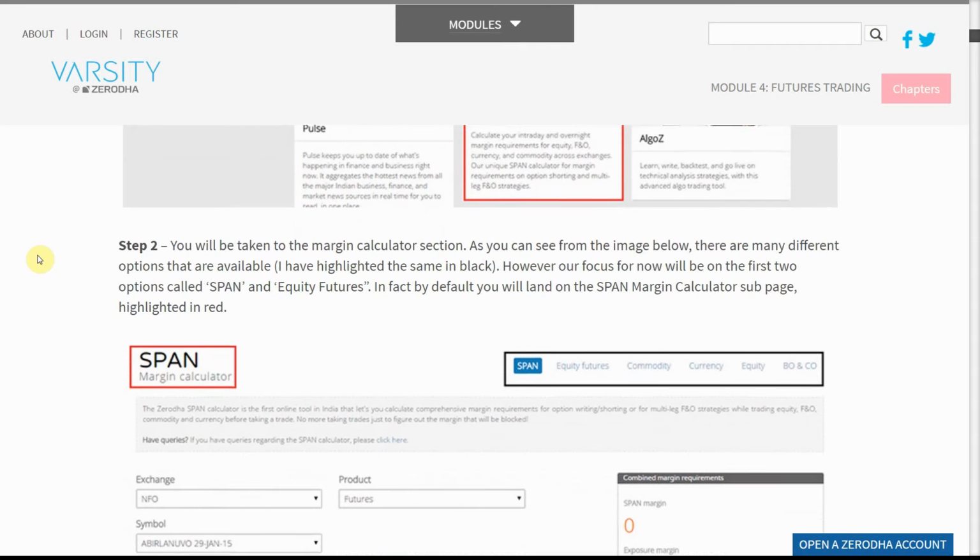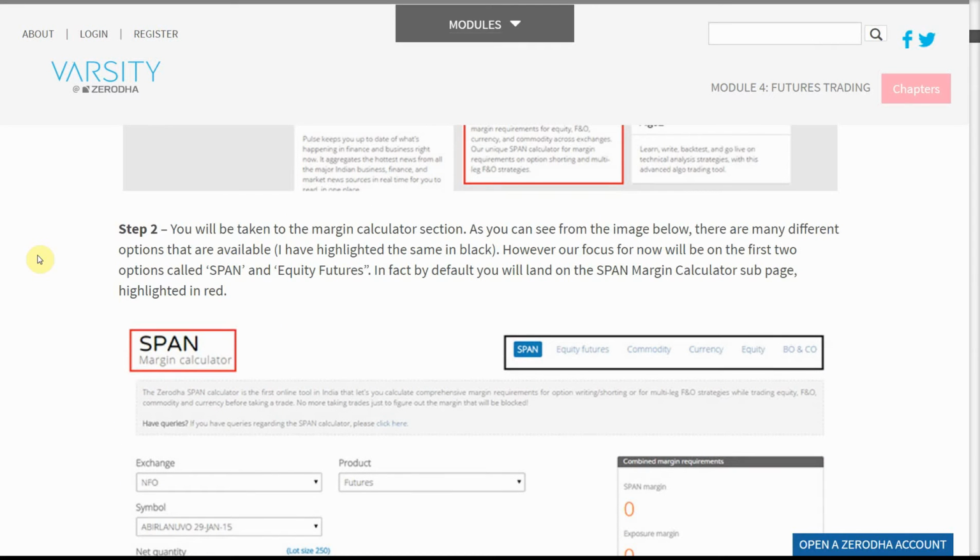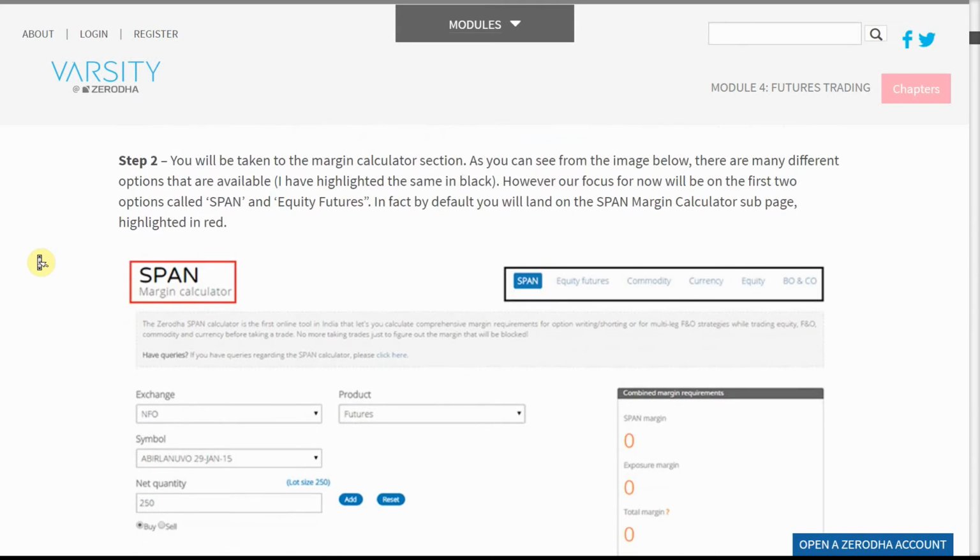As you can see from the image below, there are many different options that are available. I have highlighted the same in black. However, our focus for now will be on the first 2 options called span and equity futures. In fact, by default you will land on the span margin calculator subpage, highlighted in red.